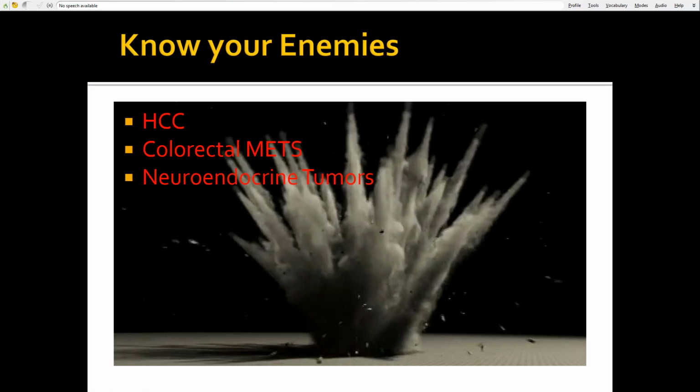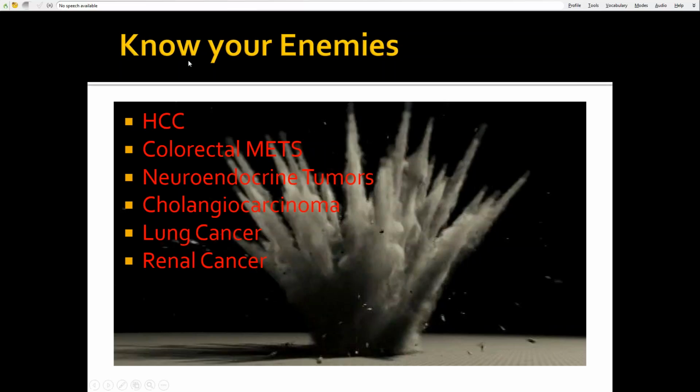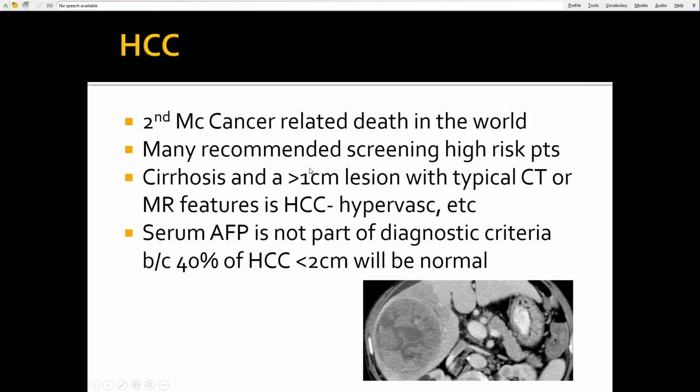Neuroendocrine tumors, metastatic disease, cholangiocarcinomas, and then we get back into these ablative therapies for lung cancer and renal cancer. And then at the end, sometimes you're called on to treat some osseous metastatic disease as an interventional oncologist. So we'll go through briefly these lesions and how we treat them. And I'll speed it up a little bit since we're cruising here. So again, HCC is the second most common cancer in the world.